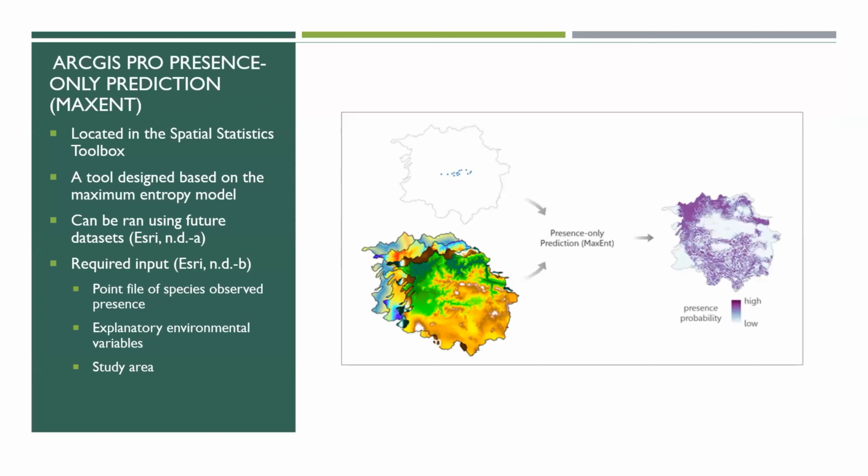Located in the Spatial Statistics Toolbox, the presence-only prediction tool utilizes the principles of maximum entropy. The input required by the tool includes data points of known presence locations in the form of a shapefile, and data depicting explanatory variables in the form of rasters or vector fields, or even the distance measured between two features. And lastly, it requires a defined study area boundary.